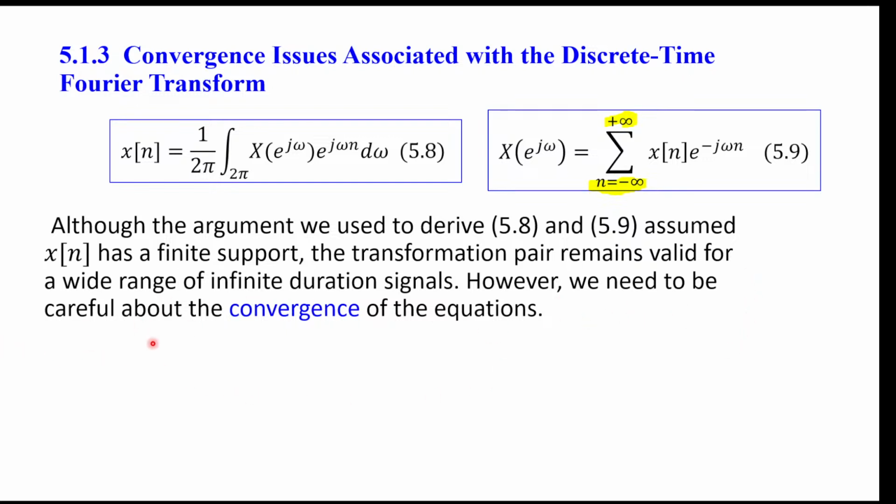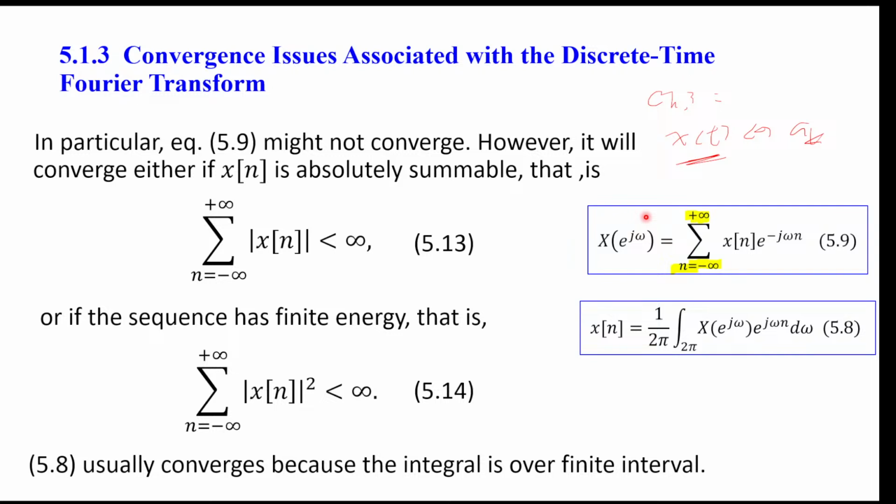Here we also need to be careful about the convergence, basically because we are summing over an infinite range. The convergence is better on the integral equation because the integration is over a finite interval, but the summation here is still infinite, and it's very likely to diverge. In particular, the summation over an infinite range might not converge. But once again we have some condition that we claim that if it is satisfied, then our series will always converge.